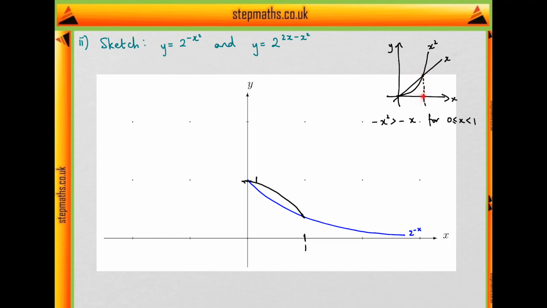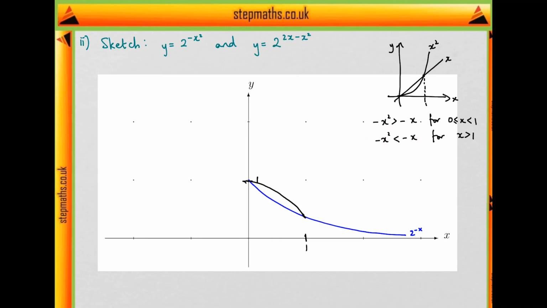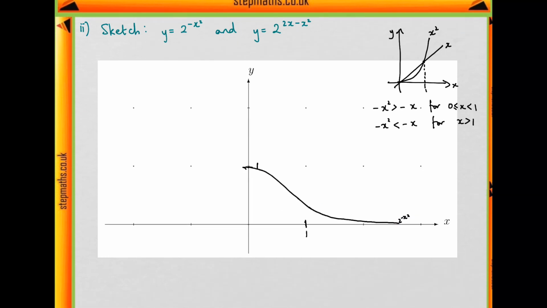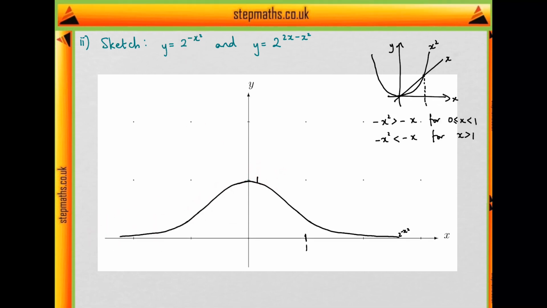And then when x is greater than 1, x squared is greater than x. And so we also have minus x squared is less than minus x. So 2 to the minus x squared is less than 2 to the minus x. And so past 1, our 2 to the minus x squared graph is going to lie beneath the 2 to the minus x one. So what we're left with is a graph like this. And remember, x squared is symmetrical about the y-axis, and so 2 to the minus x squared is going to be symmetrical about the y-axis too. So we get that this 2 to the minus x squared graph is going to look like this.